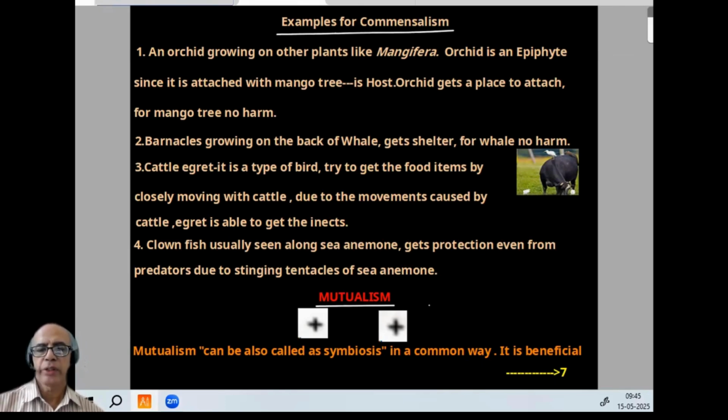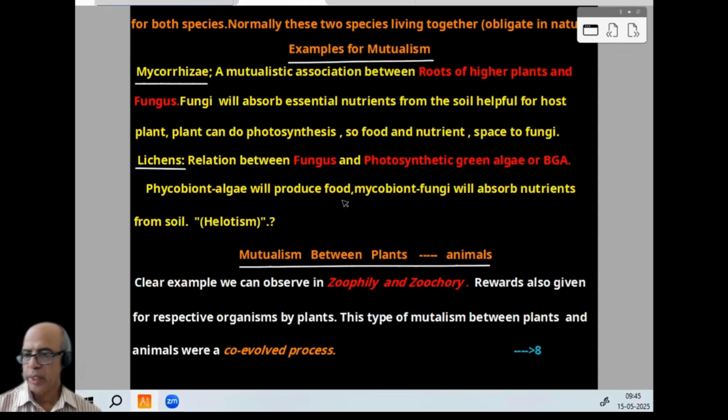Then came the last interaction, mutualism, plus plus. Mutualism can be called symbiosis, but remember in deeper studies a slight difference is there. For us, it is almost the same. It is beneficial for both species. They will be living together, obligate in nature. Examples for mutualism, starting with mycorrhiza: roots of higher plants and fungus, how both get benefit. Lichens: fungus and photosynthetic green algae or BGA, blue-green algae, again how they get benefit. Phycobiont and mycobiont in bioclassification, we already learned or will be learning it.